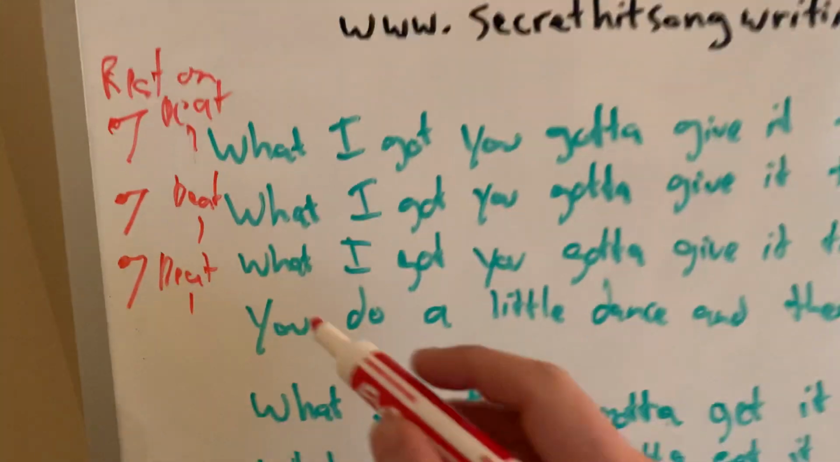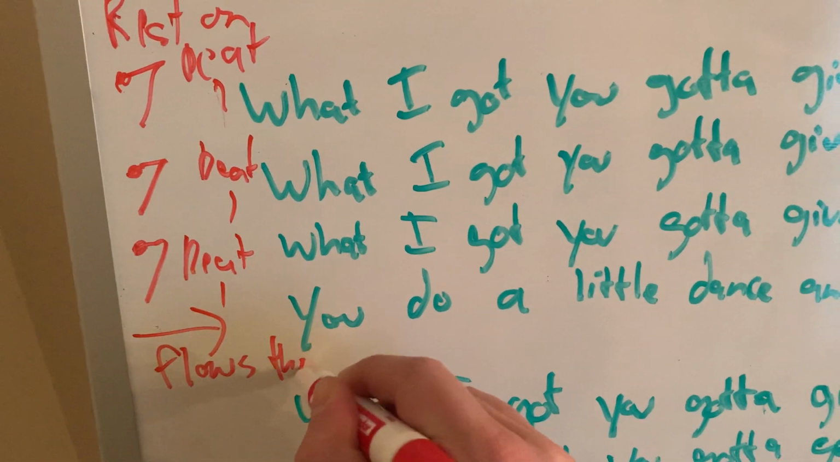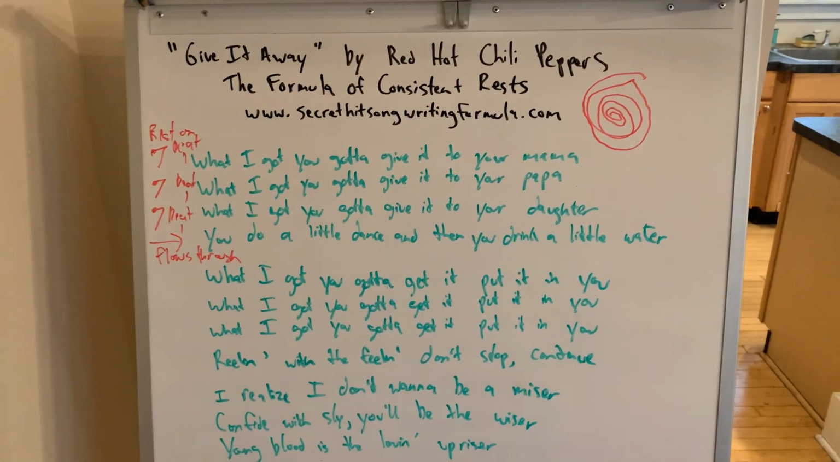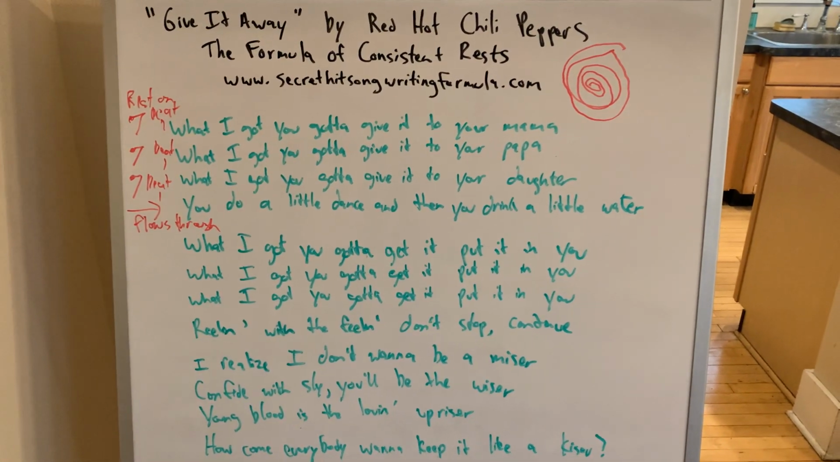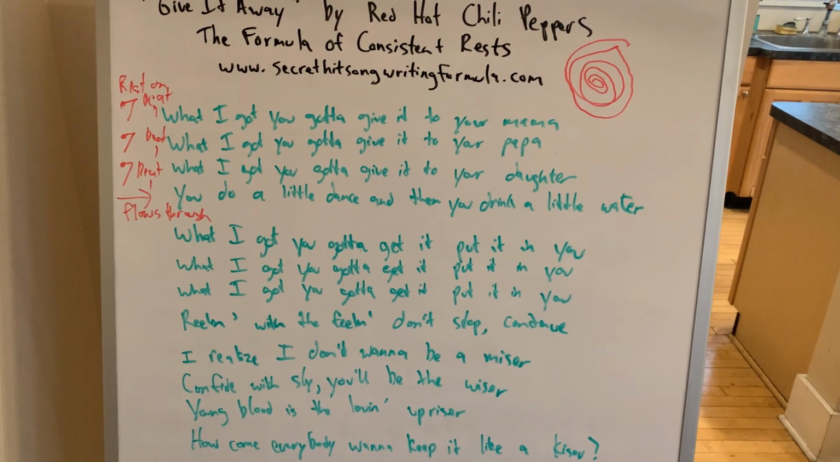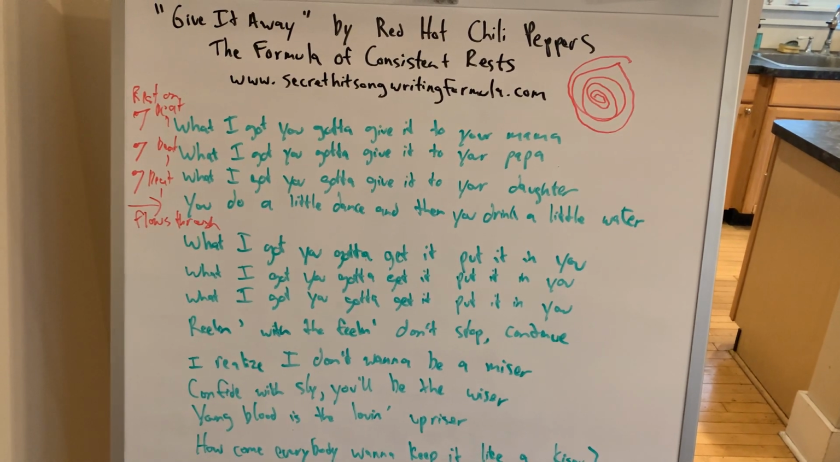So he flows through. There's no more rest on beat one there, okay? So in this first verse of the song, he's established a pattern of resting on beat one. It's a quick eighth rest. And then he does that for 3 phrases where he rests on beat one. And then on the fourth phrase, he flows through.